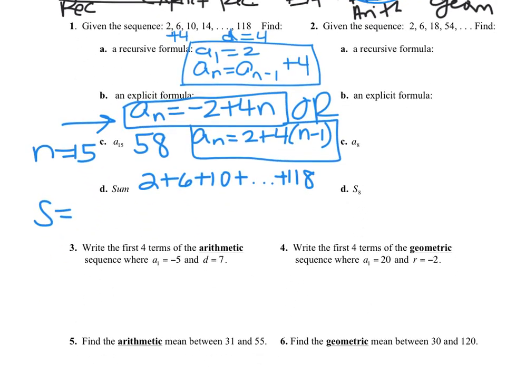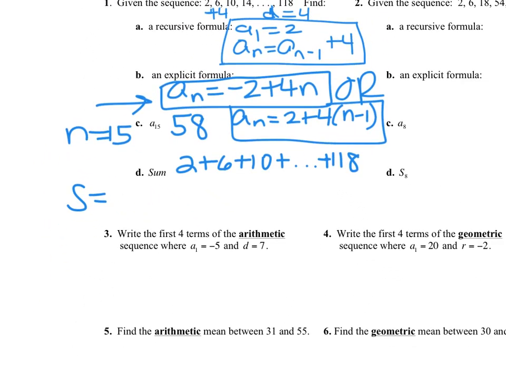So I go sum equals n. I don't know what n is, but I do know it's not 5 because there's dot, dot, dot. There's a bunch of numbers in between. It goes 2, 6, 10, 14, and then there's some numbers that are missing all the way to 118. Here's what you want to do. It's the number of terms over 2, first number plus the last number.